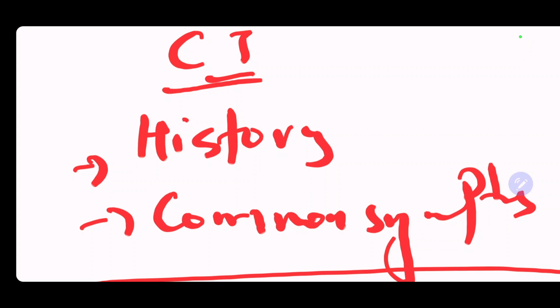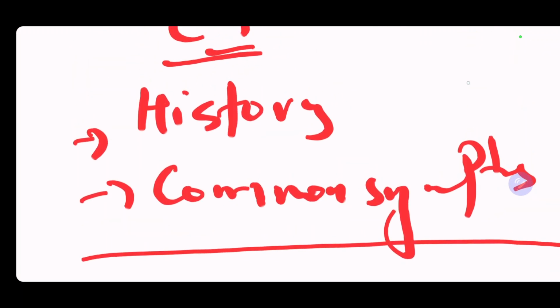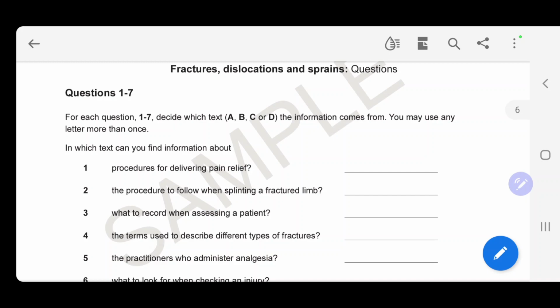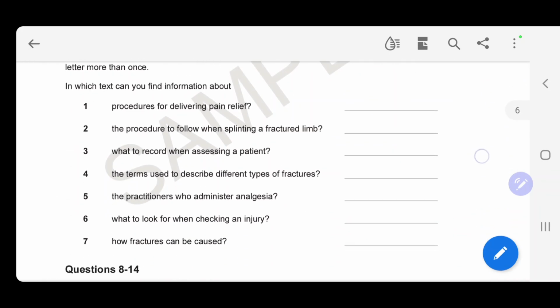Okay, let's say history and common symptom, it was in A, and so on. So this is the way you can go for the reading part. I hope it will be helpful for you. So for the sake of example, if this is our text, we have 1 to 7. These are basically matching questions.